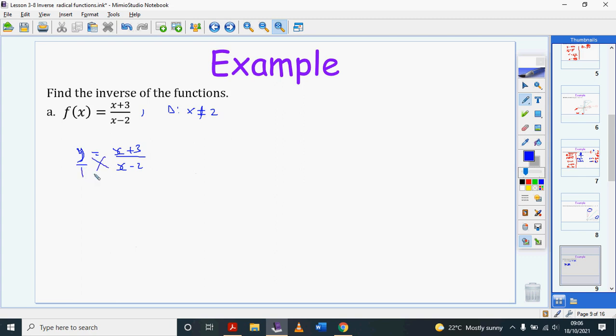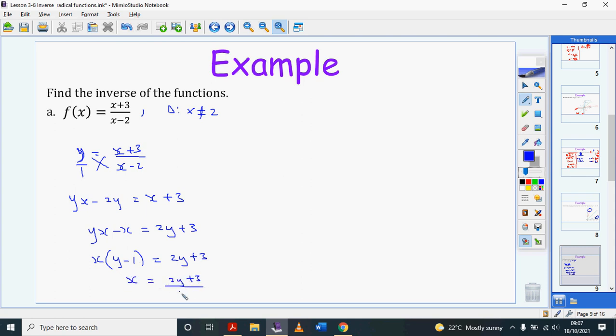I need to cross multiply, and I'll have yx minus 2y is equal to x plus 3, and then I'll collect the like terms. I need all the x's on one side, so I'll have yx minus x is equal to 2y plus 3. Then I factor out x, because remember the whole purpose of this is to isolate the x. And then I'll have x is equal to 2y plus 3 divided by y minus 1.